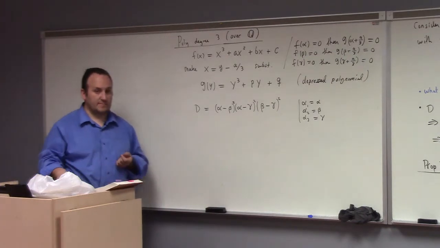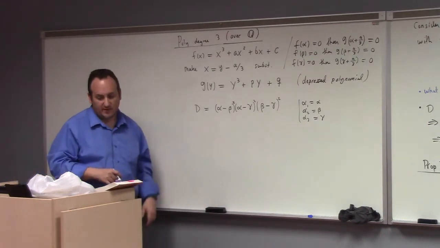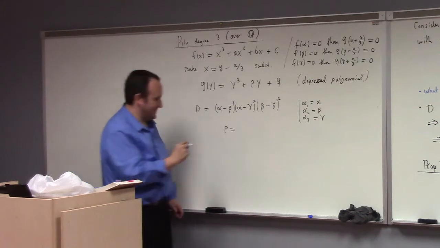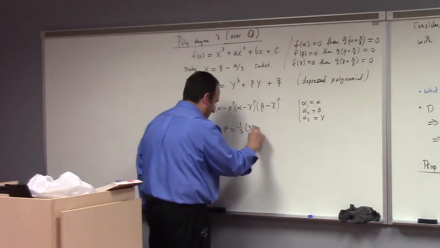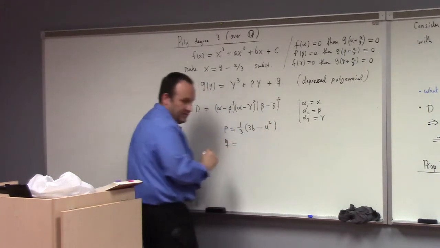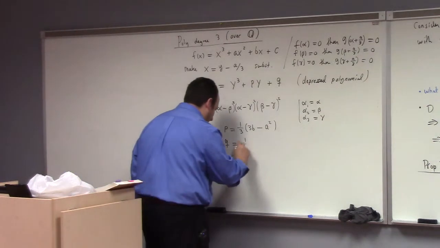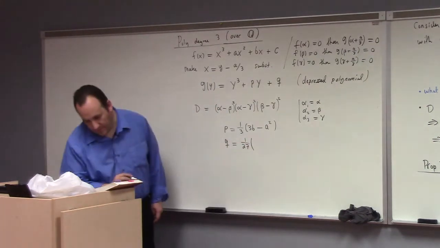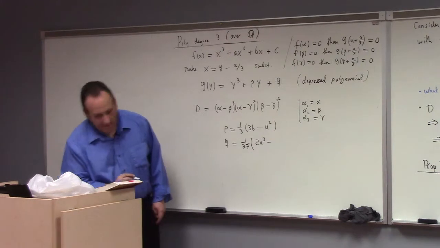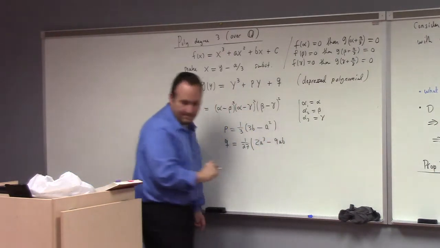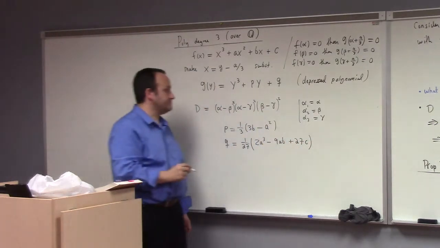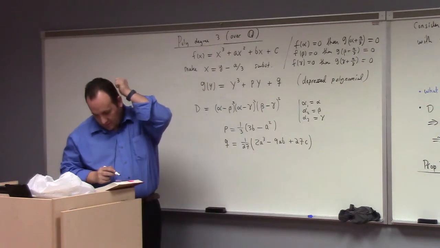F and G have the same discriminant. Now, I haven't told you what P and Q are yet. Here's what P is. P is 1/3 of 3b minus a squared, and Q is equal to 1/27th of 2a cubed minus 9ab plus 27c. All right, so that's P and Q.